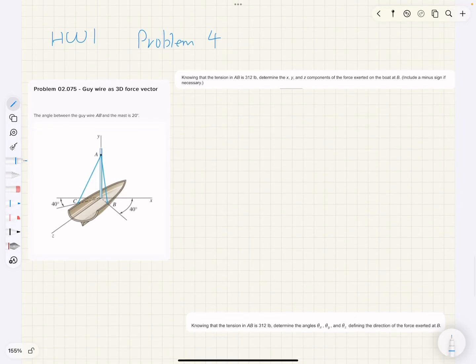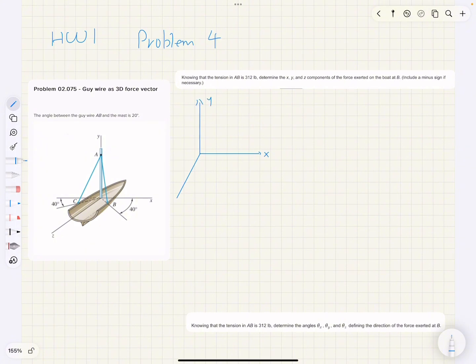This is homework 1, problem 4. Here we have a boat, and given that the tension in AB is 312 pounds, we're finding the x, y, and z components of the force exerted on the boat at B. So here we want to draw the force in x, y, z coordinates.